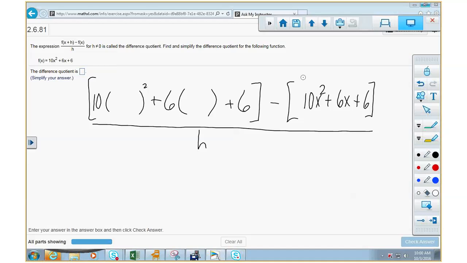It's the 10x squared plus 6x plus 6, isn't it? 10x squared plus 6x plus 6. But I got to plug in something. Okay, one person's on board, the rest of y'all are lost.